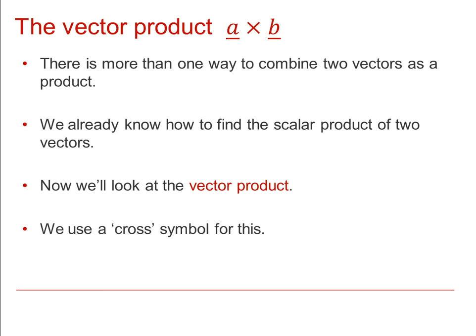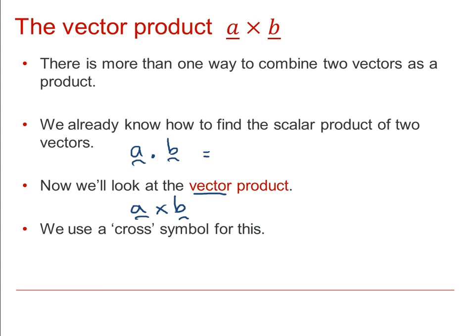We've already met the idea of combining two vectors in the form of the scalar product. So a dot b, sometimes known as the dot product, produces a scalar. An alternative to this is what's called a vector product, and that uses a cross as a symbol, so a cross b, and hence is sometimes referred to as the cross product. And that's what we're going to define now.